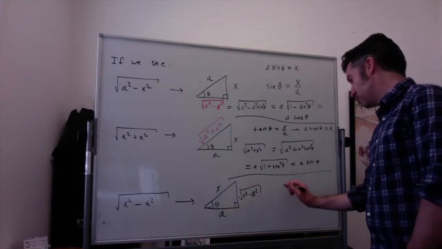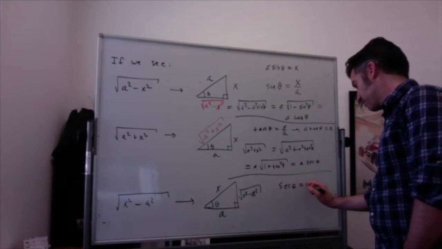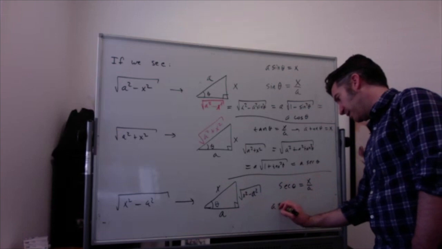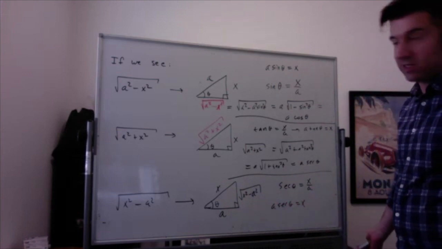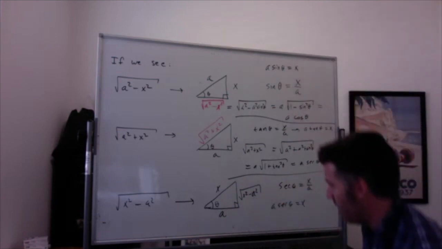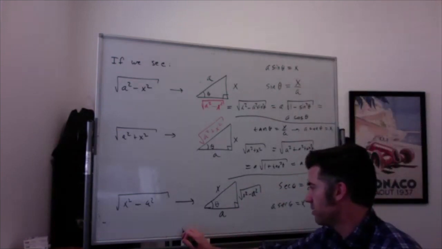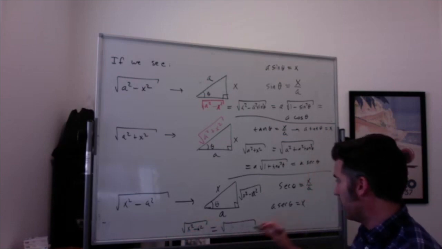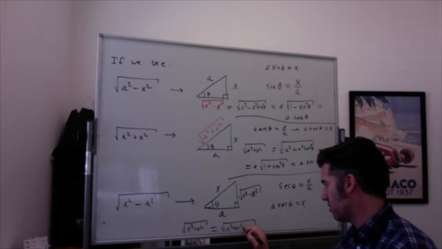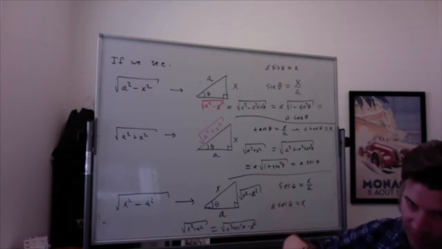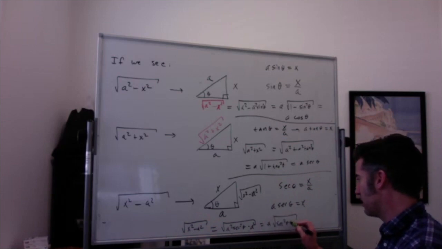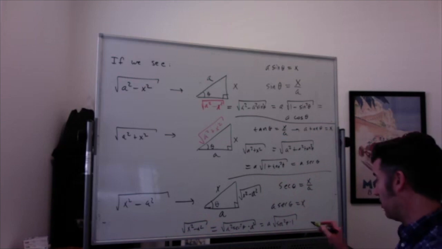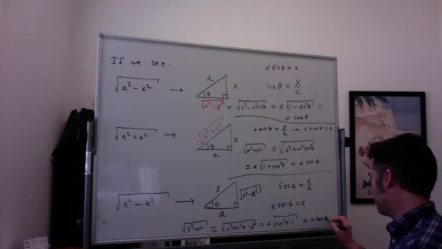Here we have x over a is equal to secant theta, or a times secant theta is equal to x. Right, we're always trying to solve for x. And so then we put that in there, we get the square root of x squared minus a squared is the square root of a squared secant squared minus a squared. Factor out the a squared, you're left with an a square root of secant squared theta minus 1. And secant squared minus 1 is tangent squared. This is a tangent theta.